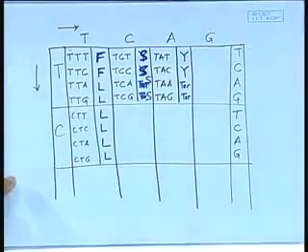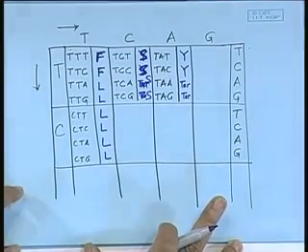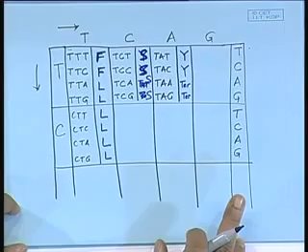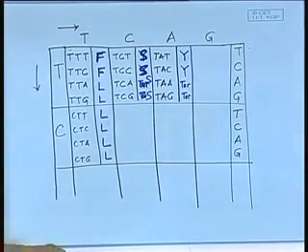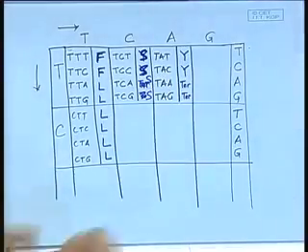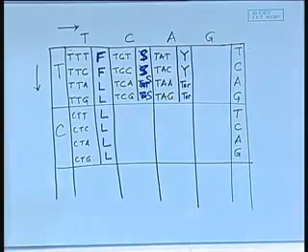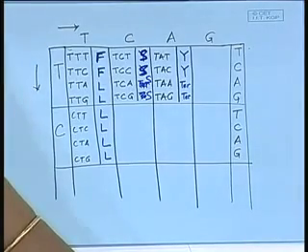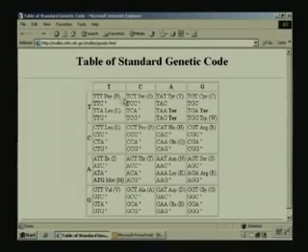So, you understand how many codes am I going to get like this? 64. They will code for 20 amino acids, right? We have an initiation codon and we have a terminal codon. So, if we go back to what we have here, I got this from the internet. You have this coding for phenylalanine, this for leucine, and so on and so forth.